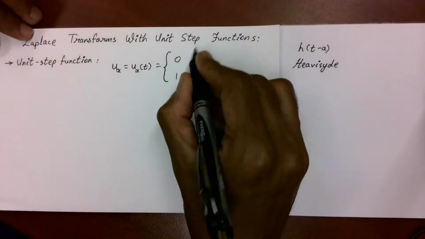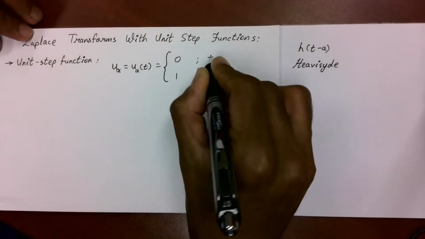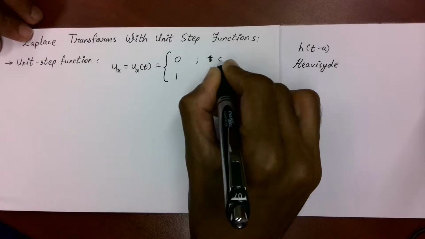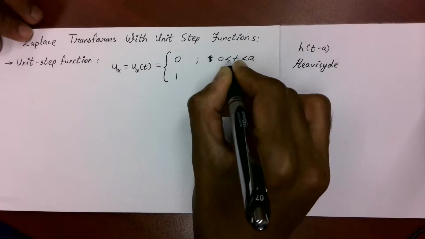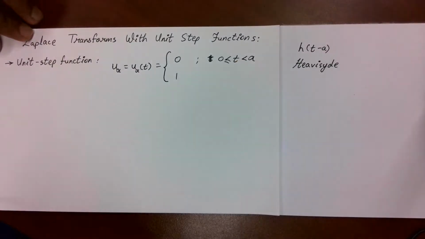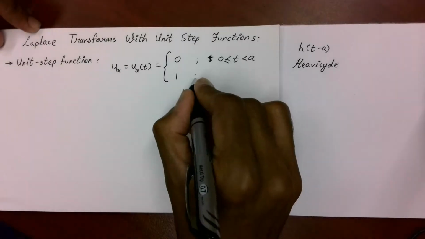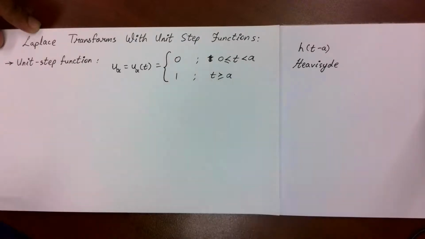So the function is 0 for values of t between 0 and alpha, because remember, our transform domain is from 0 to infinity, so we start the t value at 0. And then it's 1 starting at alpha all the way up to infinity.